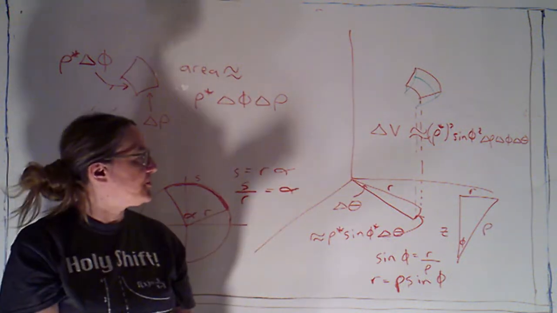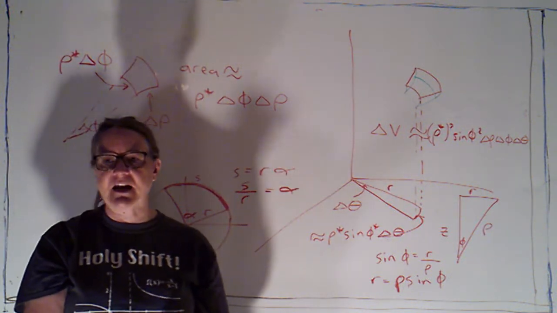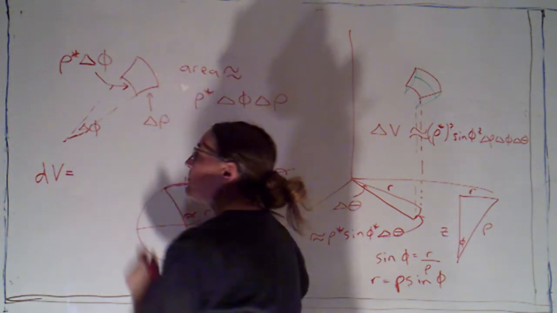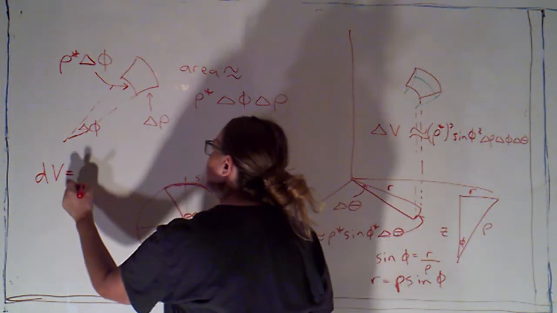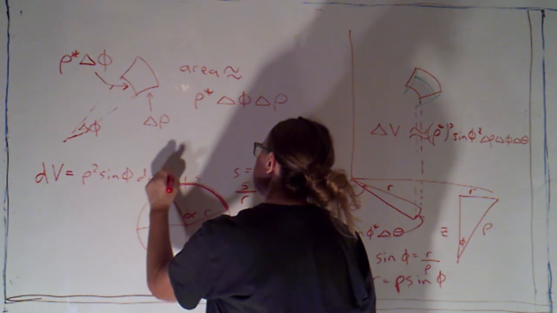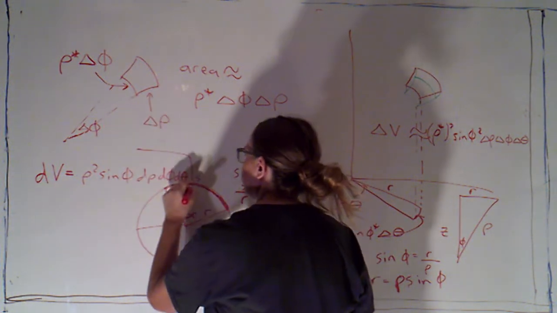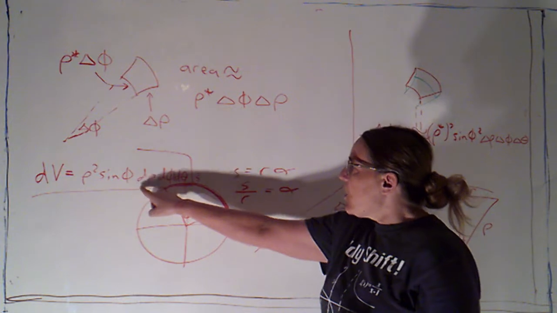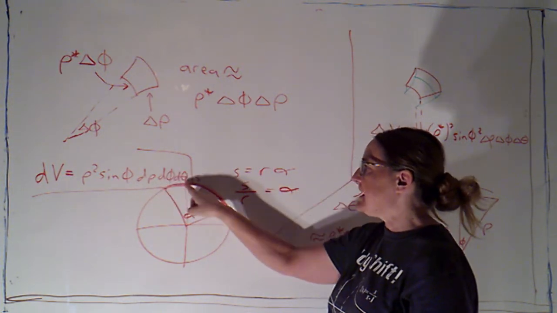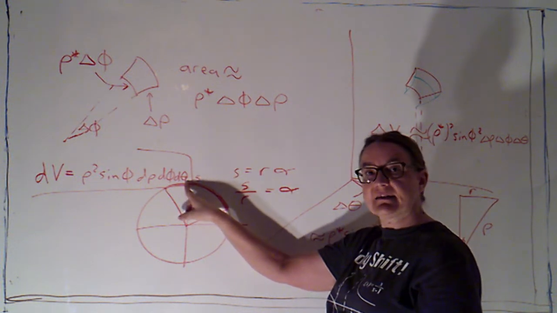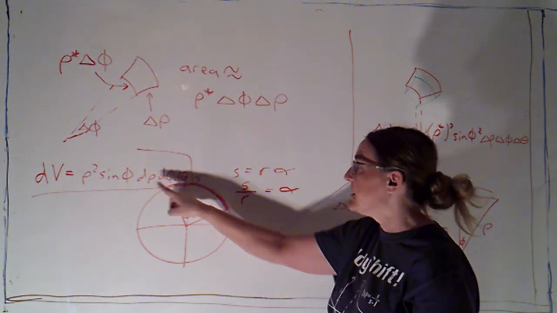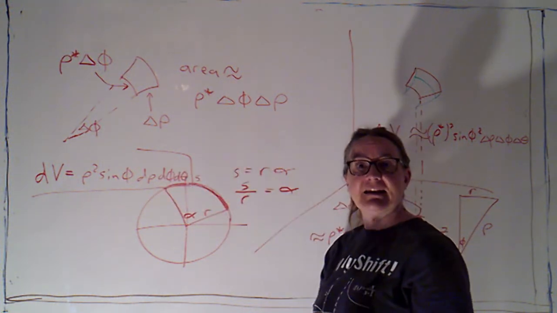Now this isn't a formal proof. This is just an informal explanation of why this works. But then when we integrate, it's going to turn out that our dV is going to be rho squared sine phi d rho d phi d theta. Okay. And I'm almost always going to integrate in this order, d rho, d phi, d theta. Not absolutely necessary, but I think that's going to be the simplest as far as setting up our limits of integration. So I'm just going to get in the habit of writing it like that.